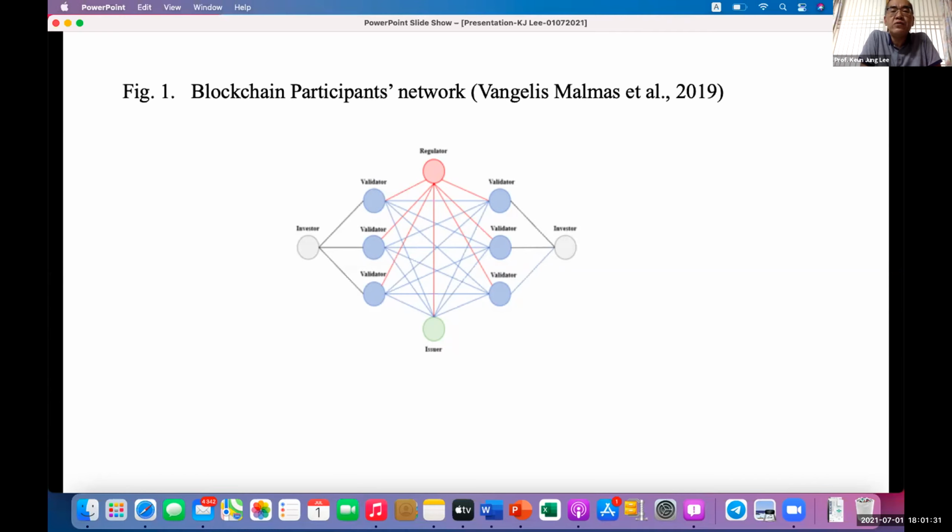Insurance companies also form some syndicates, with a lot of investors. And the regulators contact the evaluators, and then they monitor together with the issuer. This is the architecture of the blockchain participant network.